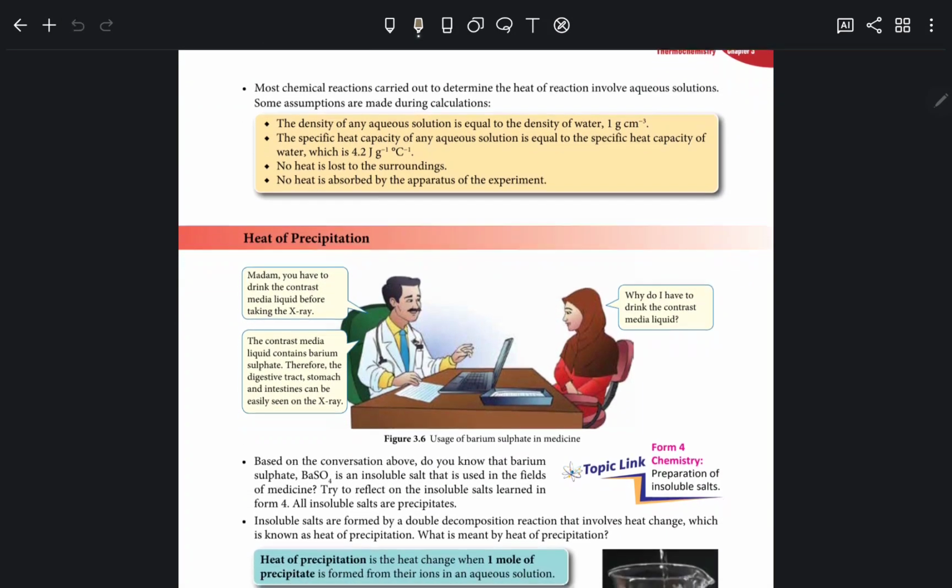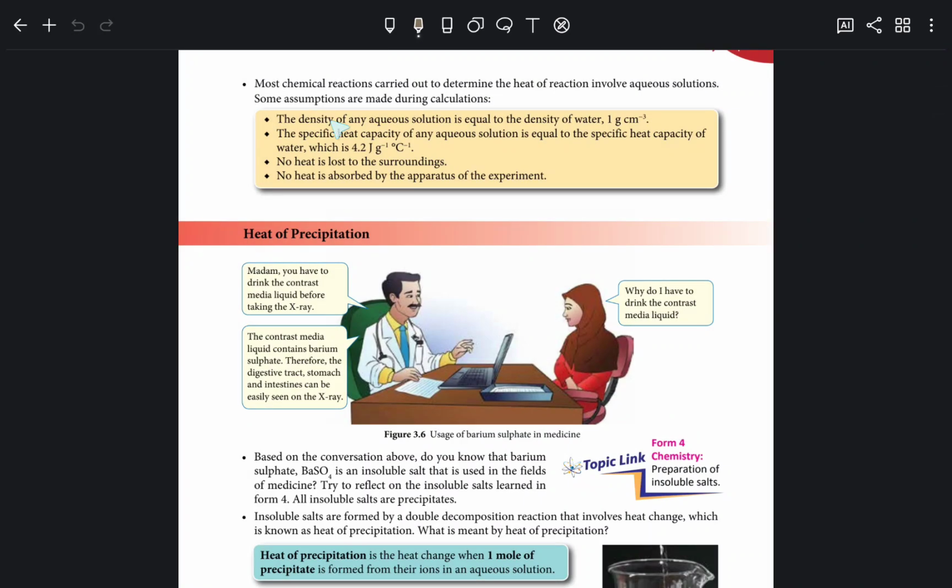Some assumptions. Okay, we make some assumptions. The density of any aqueous solution, whatever aqueous solution it is, is equal to the density of water. Understand? Okay, so why do we use density, I will explain. Remember that whatever aqueous solution you have, sodium chloride or magnesium hydroxide, whatever it is, if it is an aqueous solution, its density is 1 gram per centimeter cube. Its density is the same as the density of water.